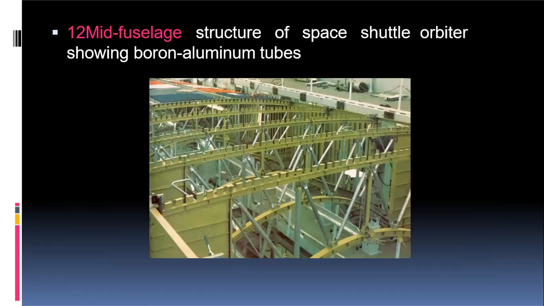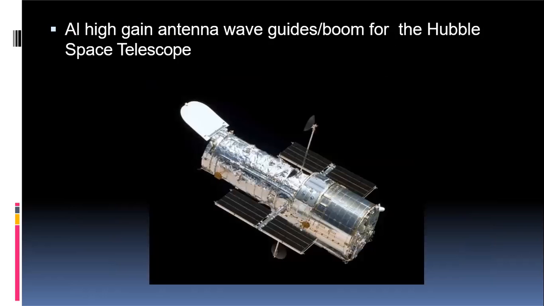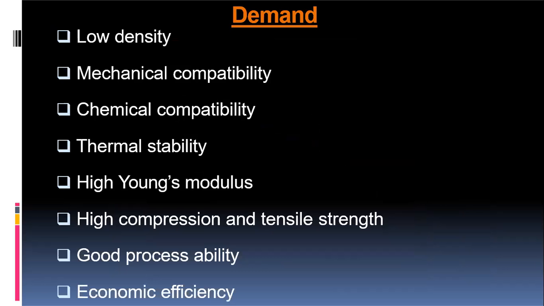Next, the mid fuselage structure of the space shuttle orbiter also uses boron aluminum fibers, called boron aluminum tubes. So they are used to manufacture space shuttles, rockets, and other space programs. And next, aluminum high gain antenna waveguides or boom for the Hubble Space Telescope. So the Hubble Space Telescope also uses the aluminum high gain antenna.